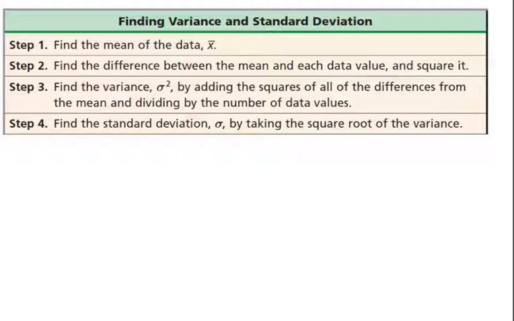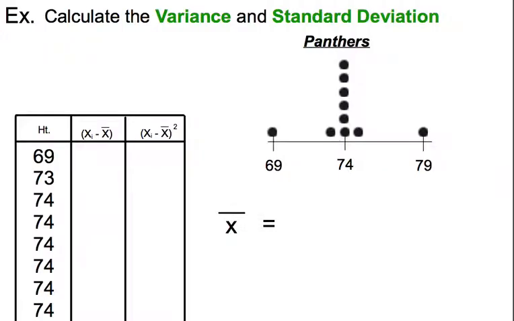All right, these are the 4 steps that we're going to work through in the next problem. So step 1, let's start there. We want to find the mean of the data. So if you want to write down step 1, mean of the data. So just those things I've highlighted. All right, let's go ahead and get to the problem.